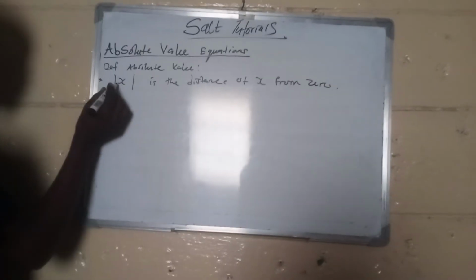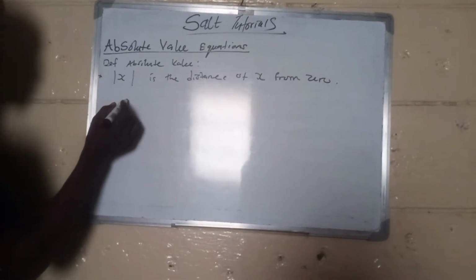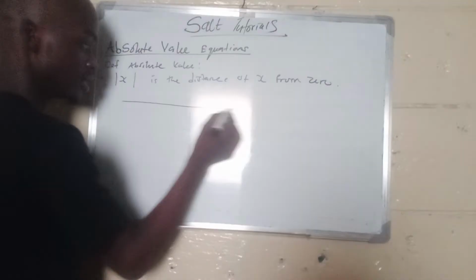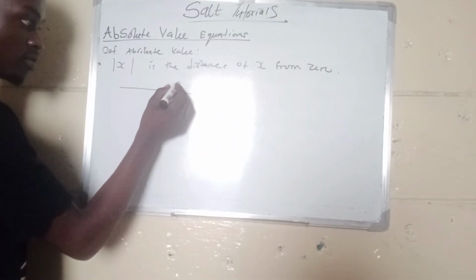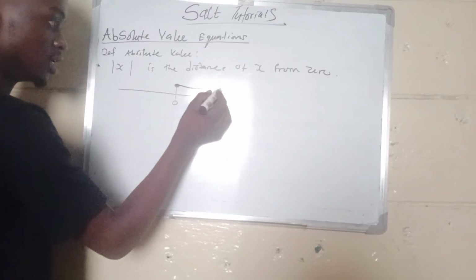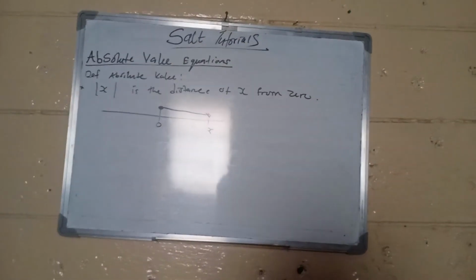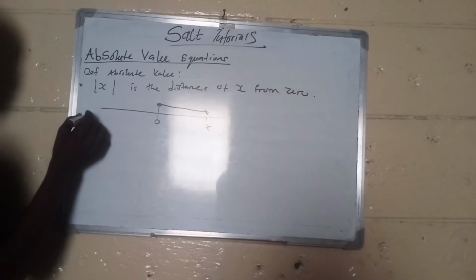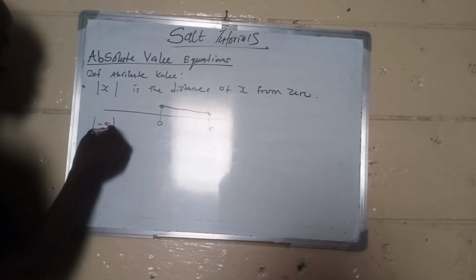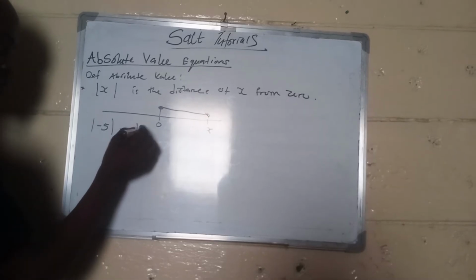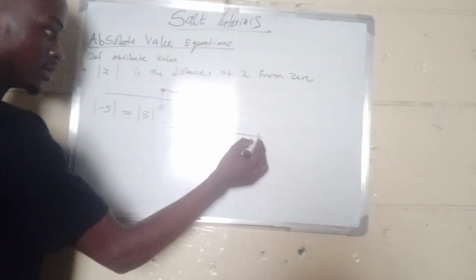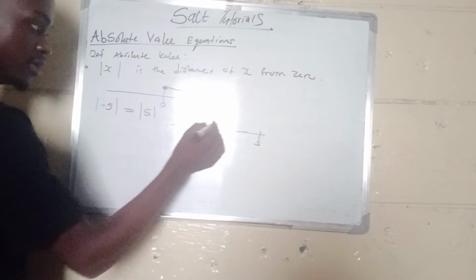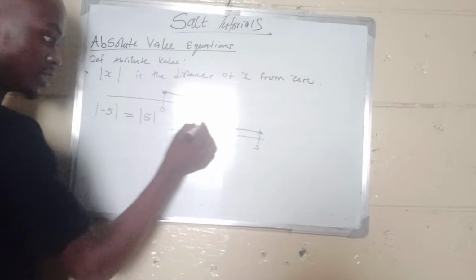Now, if I'm looking at the distance of x from 0, what do I mean? If I look at my number line like this, 0 can be at this point, and x can maybe be at that point. The distance from 0 up to x is basically the absolute value of x. So the absolute value of -5 is basically the same as the absolute value of +5. Why? The distance from 0 to 5 and the distance from 0 to -5 is basically the same.